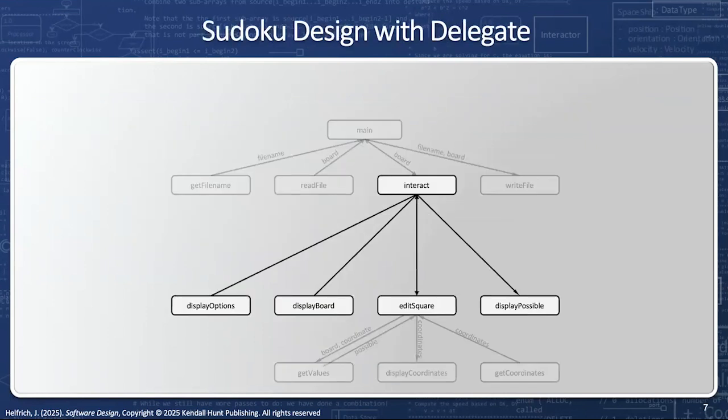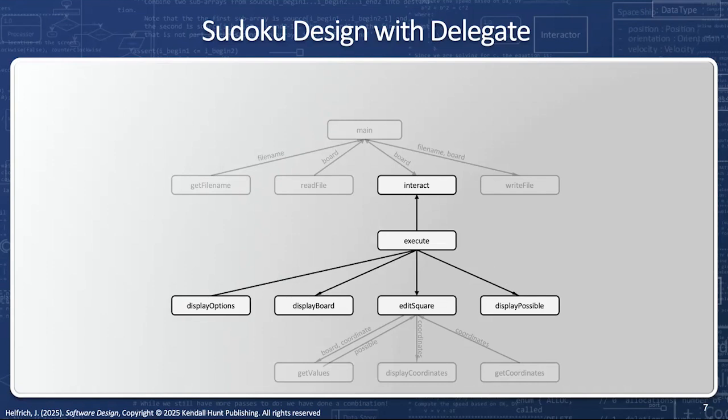So let's take a look back at our Sudoku design. And so when we add the delegate, we're going to have an execute command, which is going to execute the function for us. And it's going to then call display possible and display board and display options on behalf of interact. But how is it going to know which one to call? Because the order is going to be sent as well as the board, which is going to represent the context. So let's see how that works in Sudoku.